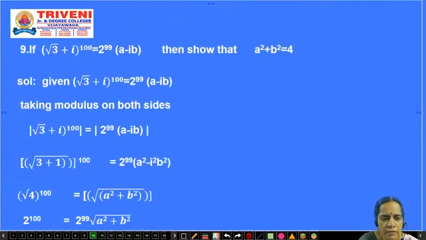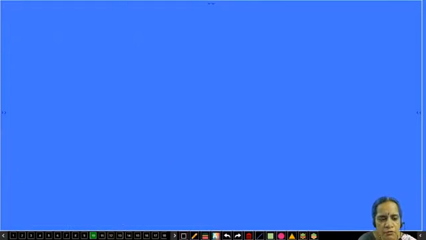Then what was given here? Root 3 plus i whole power 100 is equal to 2 power 99 into a minus ib. Then show that a square plus b square is equal to 4. We have to show it like this.